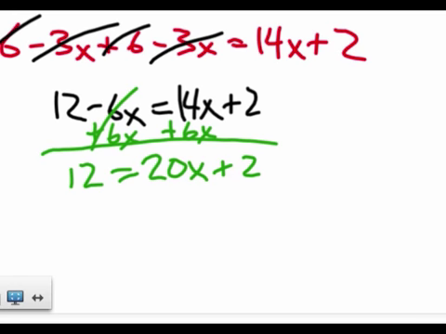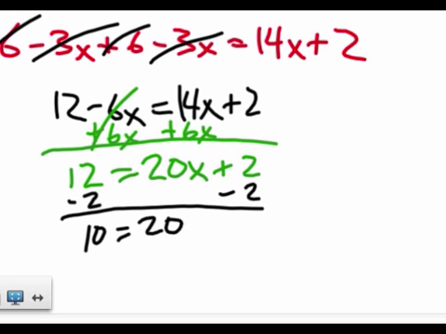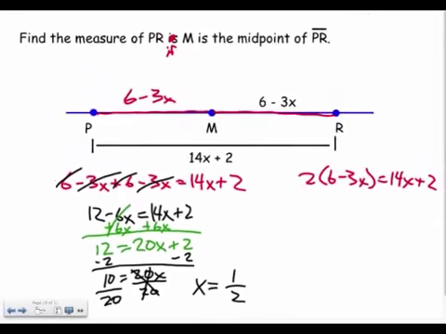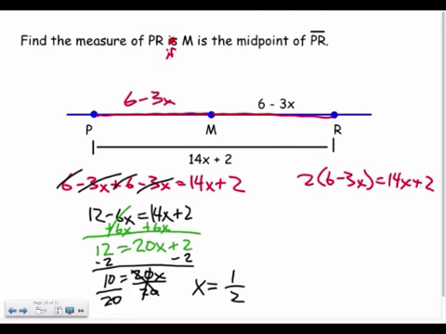Okay, now I'll get the variable by itself. So the inverse of adding 2 is subtracting 2. So I have 10 equals 20x. And the inverse of multiplying by 20 is dividing by 20. So x equals 10 over 20, or simplify that into x equals 1/2. All right, am I done? Hold up, remember what we said the other day? Always look back and see what they're asking for. It says find the measure of PR.